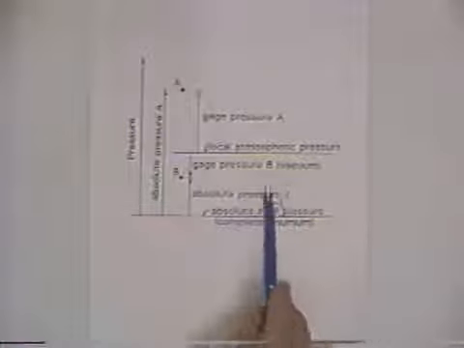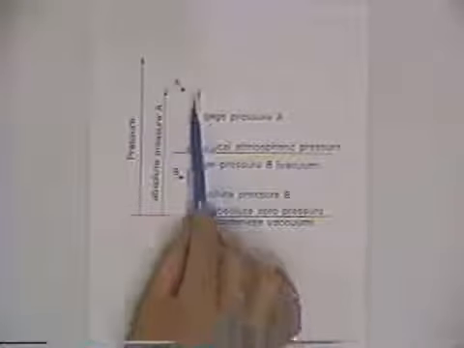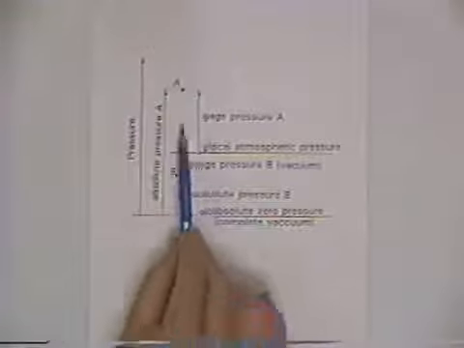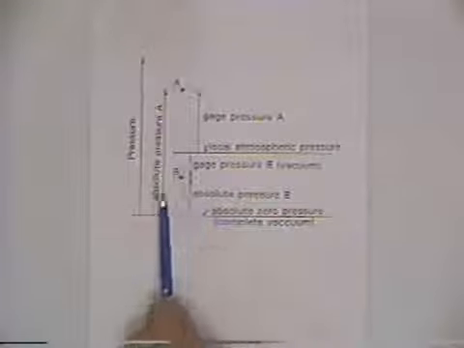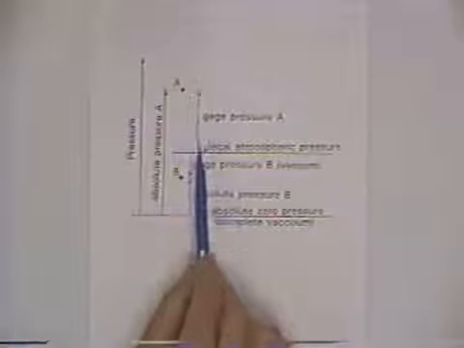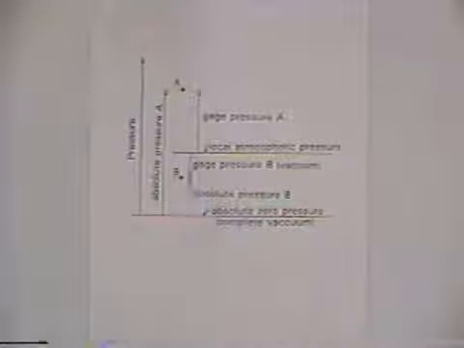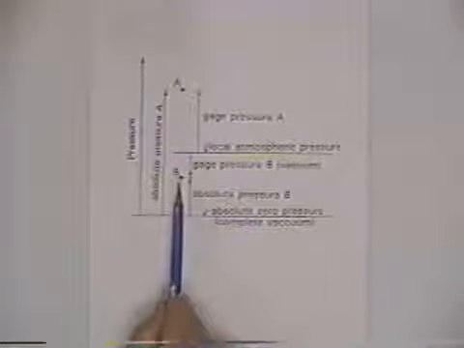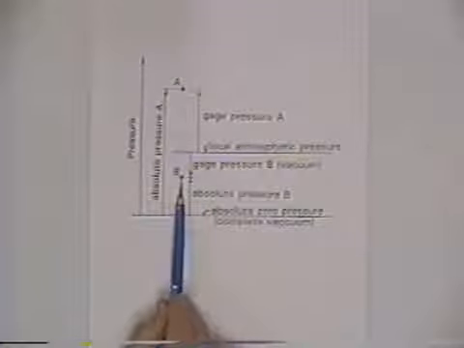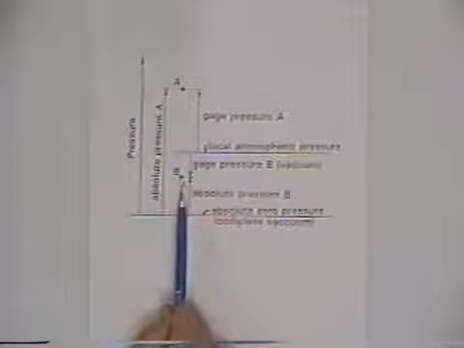And so the gauge pressure is just the pressure over and above the atmospheric pressure. And so for the absolute pressure, you'd have to add the gauge pressure to the local atmospheric pressure to get the total absolute pressure. And of course, you could have a pressure B here, and B is a pressure in newtons per square meter that's less than the atmospheric pressure, and so you've got a negative gauge pressure, which is typically called a vacuum.